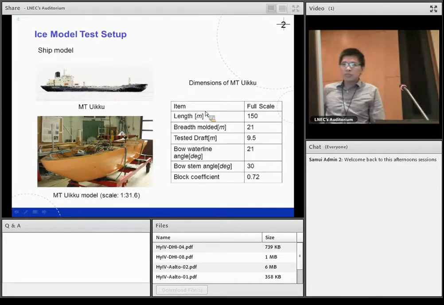The ship model I used is MT Uikku. It's an ice-breaking tanker. The scale is 31.6. The dimensions are shown here, and the ship has a length of 150, 21 in breadth, 9.5 in depth. In addition, at the middle of the hull, the slope is not vertical. It's about 82 degrees.